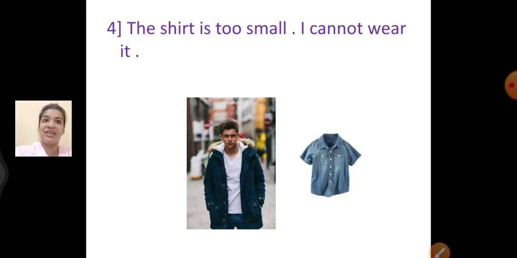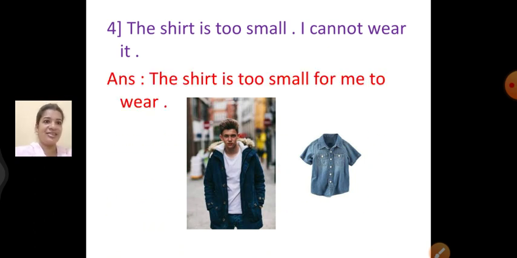Yes, we will write the first sentence as it is. The shirt is too small. For whom? For I. So I am going to change that I into for me. The shirt is too small for me to wear. Let's check the answer. The shirt is too small for me to wear. Correct?